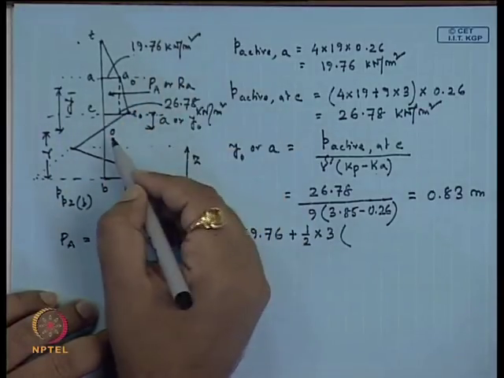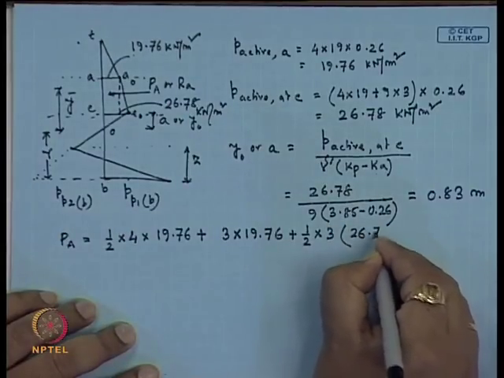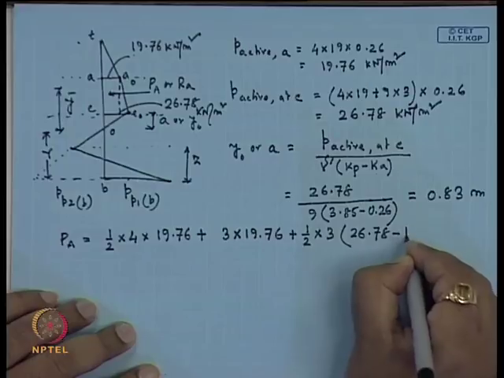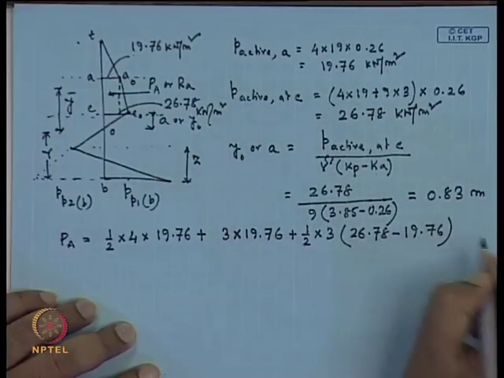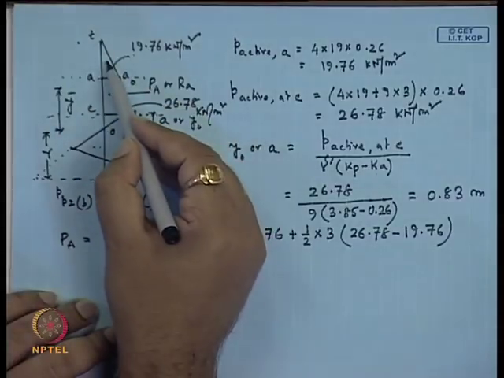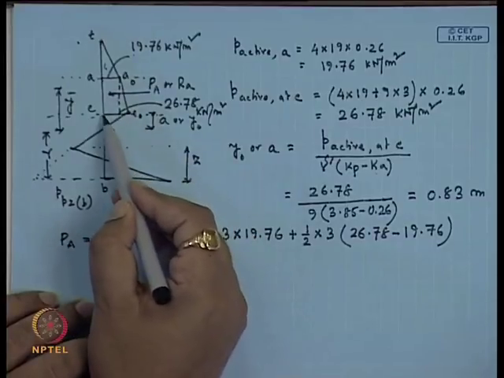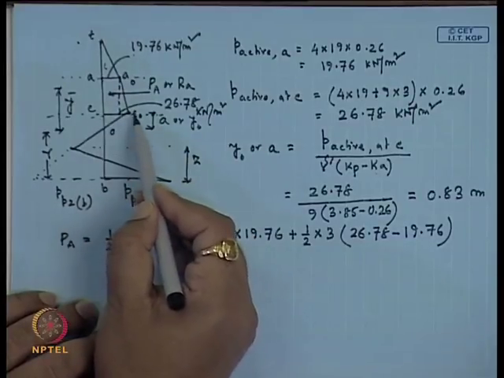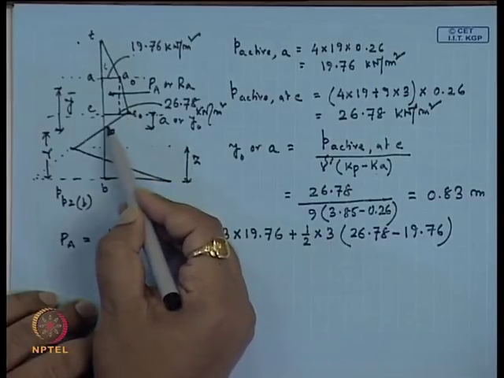19.76 we have already considered. So the rest will be 26.78 minus 19.76. Then this is the area. So we have considered this triangle, then this rectangle, then this triangle, and then rest only this triangle C C0 O that you have considered.